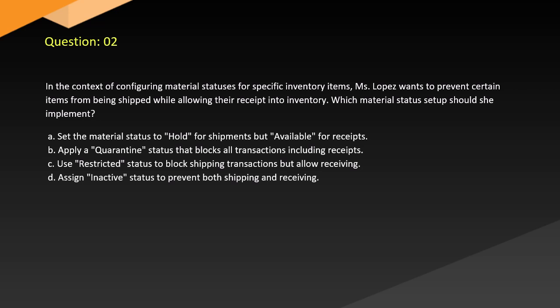A. Set the material status to hold for shipments but available for receipts. B. Apply a quarantine status that blocks all transactions including receipts. C. Use restricted status to block shipping transactions but allow receiving. D. Assign an inactive status to prevent both shipping and receiving.